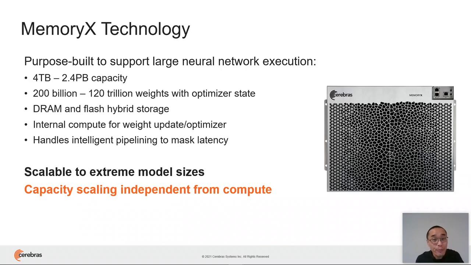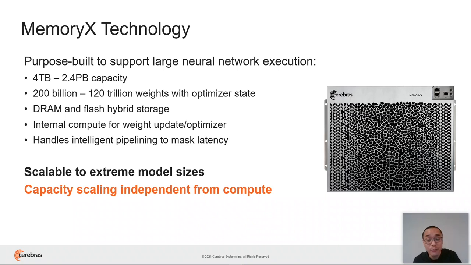To solve the first problem of storage capacity, our architecture moves all of the model parameters into a single external device called MemoryX. The MemoryX architecture has configurable capacity, starting from 4 terabytes up to 2.4 petabytes to support the full spectrum of model sizes. For models like GPT-3, 4 terabytes is sufficient. And scaling up to 2.4 petabytes supports up to 120 trillion parameter models.